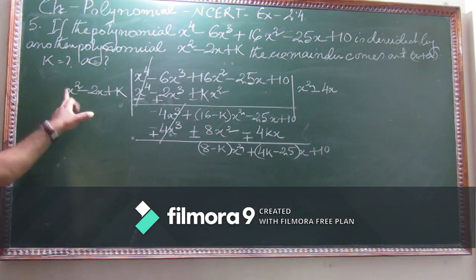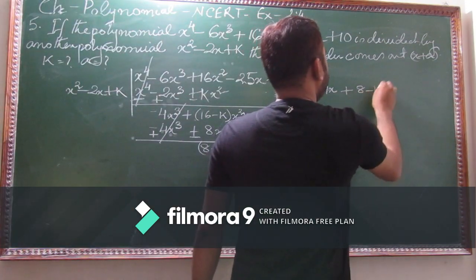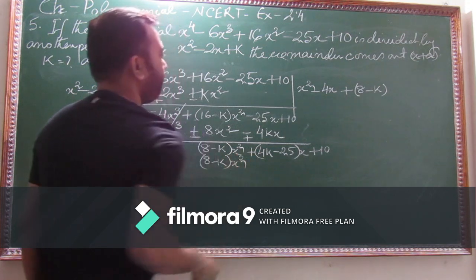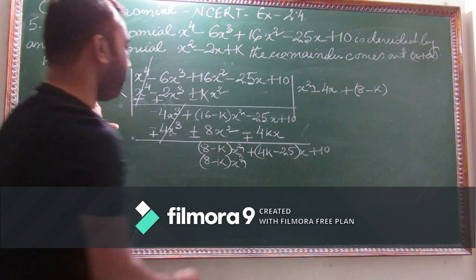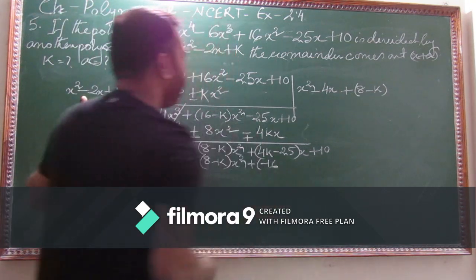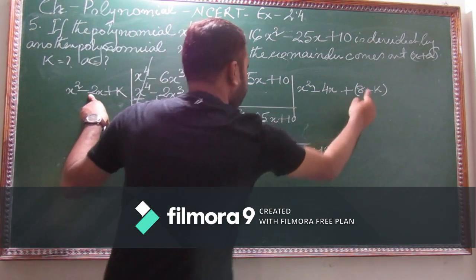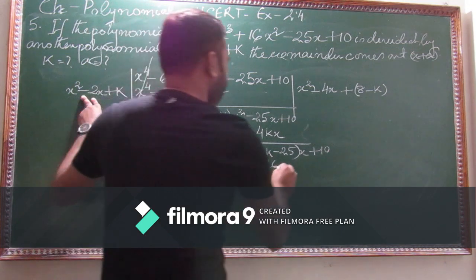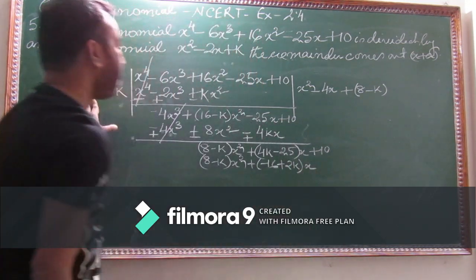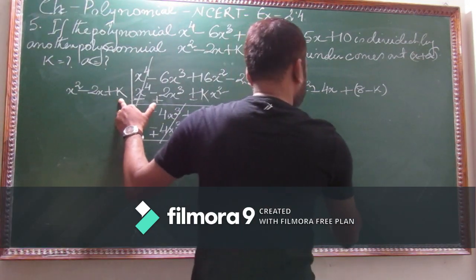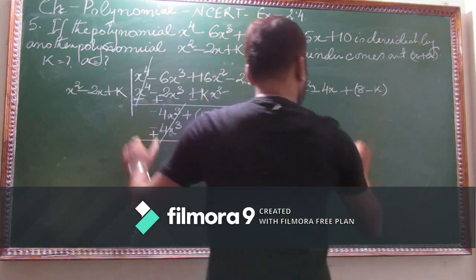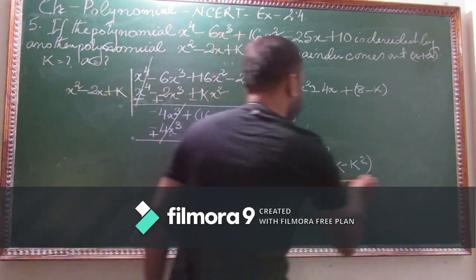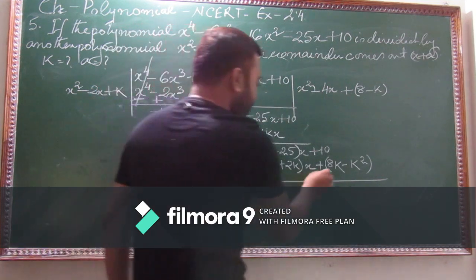Any problem? Now let me multiply this by 8 minus k. So this is 8 minus k into x square. After that, minus 2 into 8 is minus 16. After that, minus 2 into k plus twice k into x. And at last 8k, so this is plus 8k, k into k minus k square. This is done. Now I am going to subtract. This is minus, this is minus, this is minus.